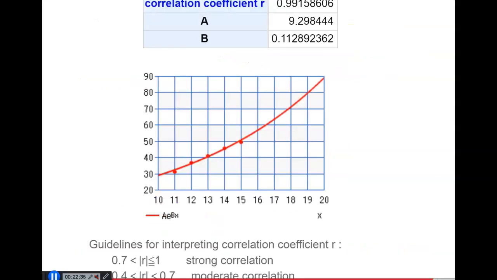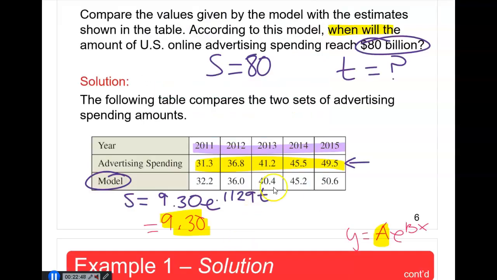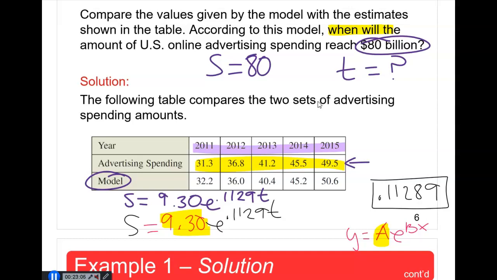And then we will have E to the power bx, and the value for B right here you see is 0.11289. So if we round to 4 digits, it will turn into 0.1129 and then t. So that is how the model was found.